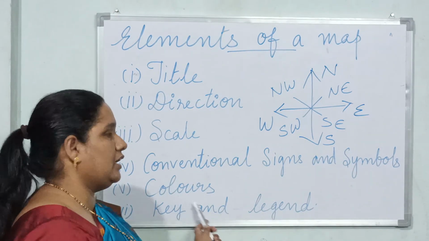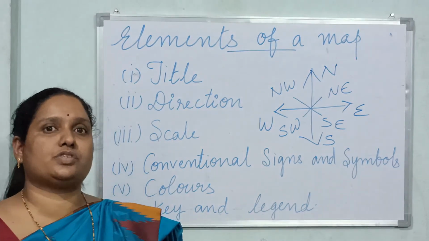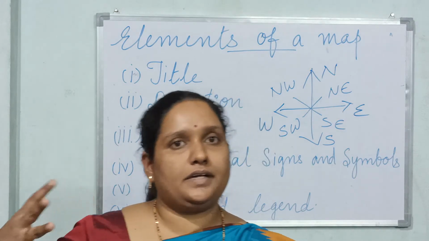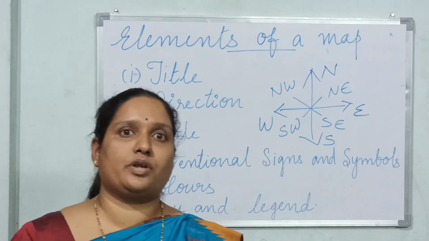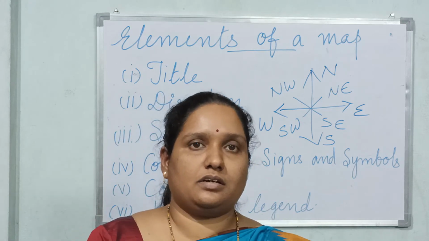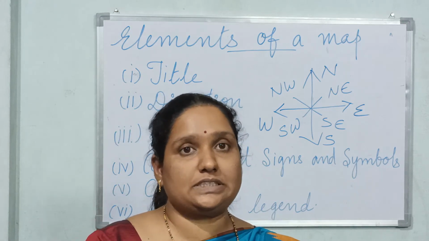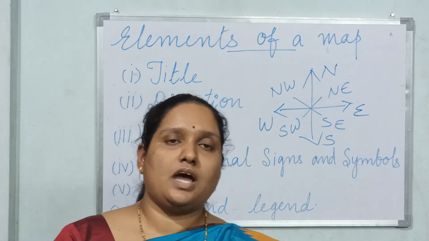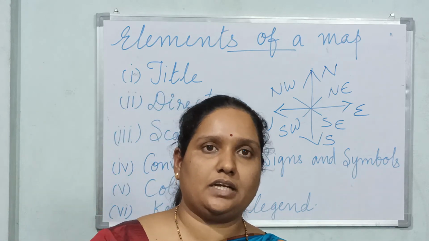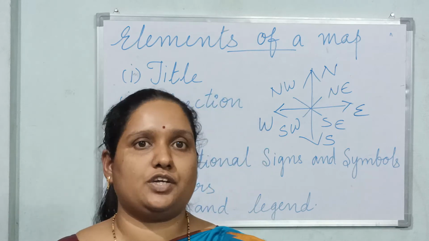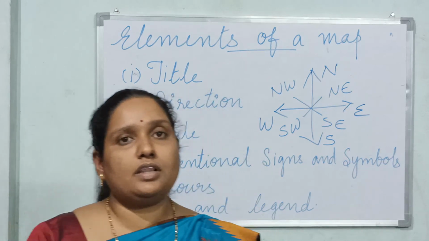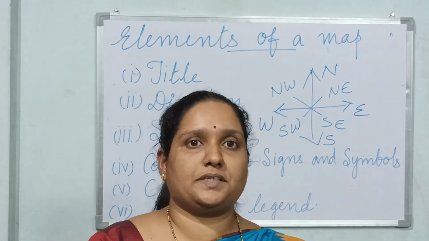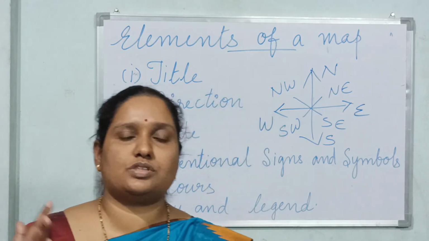The next one is colors. So many colors are used in a map. For example, brown color for mountain, dark blue for deep sea, light blue color for seas, and oceans usually dark blue color is used, and sometimes a different color, green color is used. Like that, so many colors are used, yellow color, and all these things have their own meaning. And these colors represent mountain, plain, plateaus, etc.